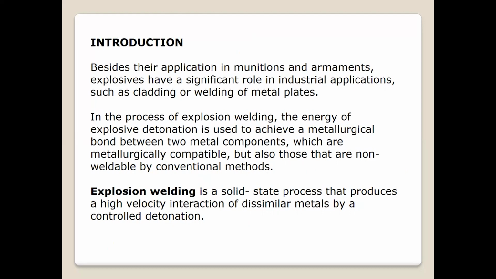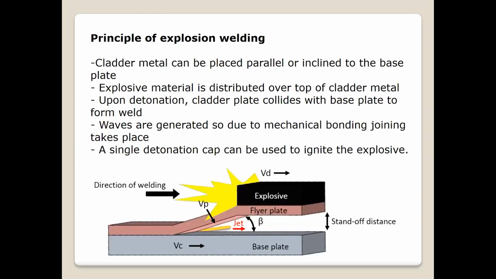In the process of explosion welding, the energy of detonation is used to achieve a metallurgical bond between two different metal materials that practically couldn't be welded by some other conventional methods or techniques. So this is a solid state process that produces the high velocity interaction of two dissimilar metal materials by a controlled detonation. And we can differentiate two roles of these plates.